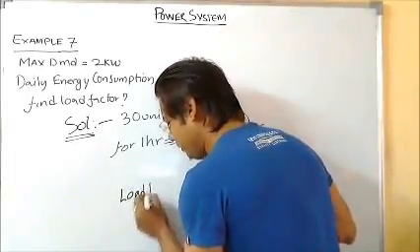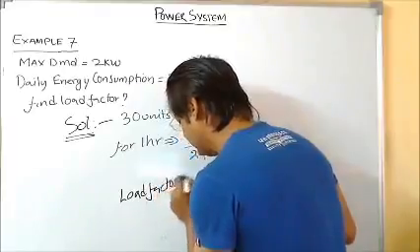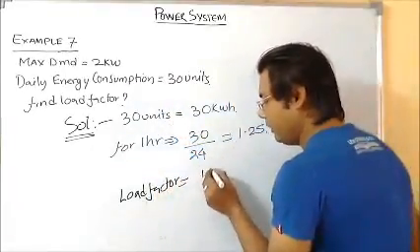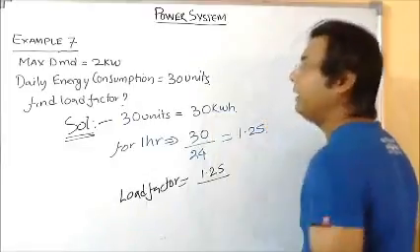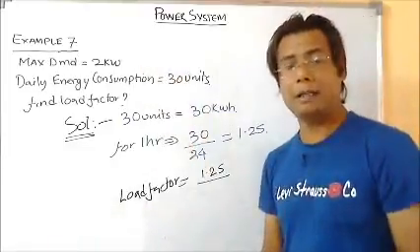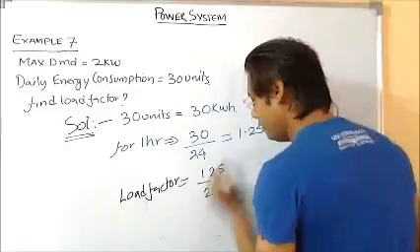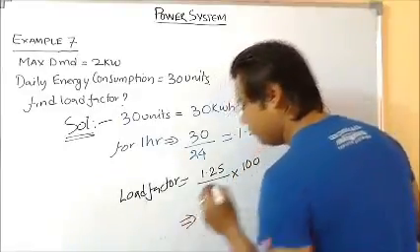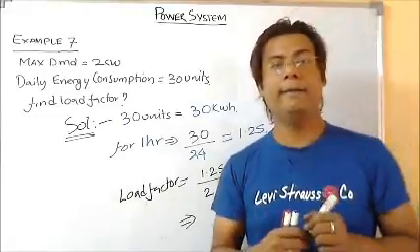So the load factor will be the average load, that is 1.25, divided by the maximum demand or the maximum load, that is 2 kilowatts, into 100%, which is coming as 62.5%.